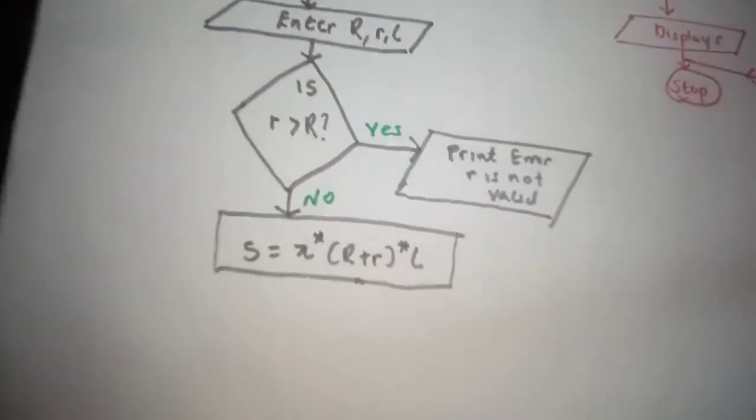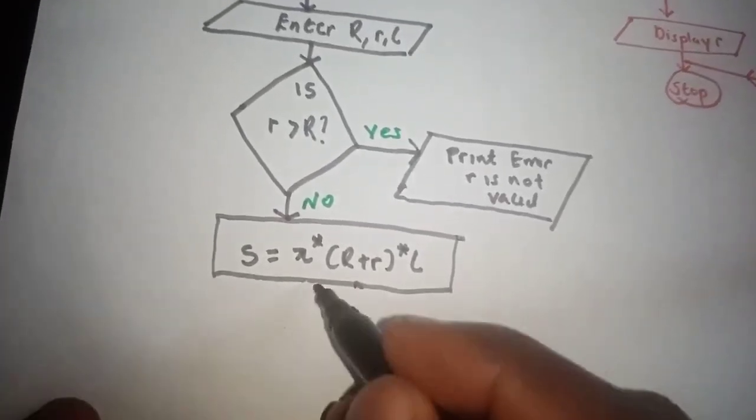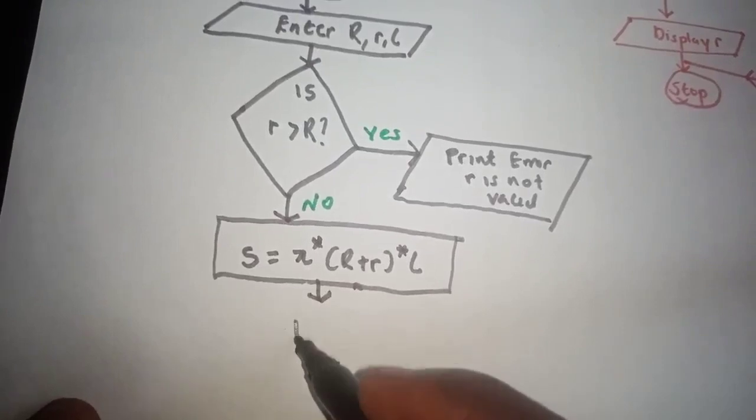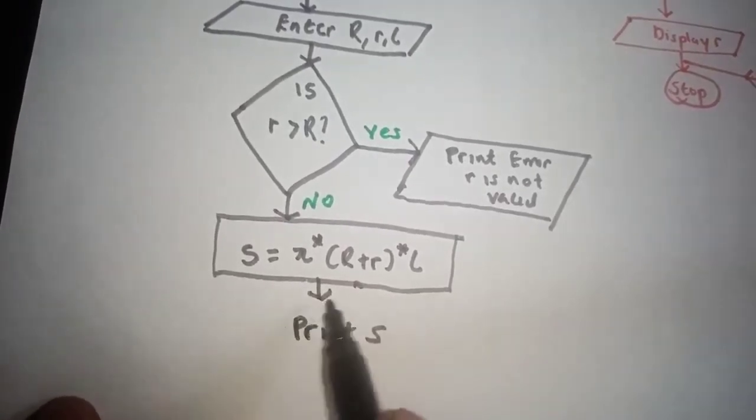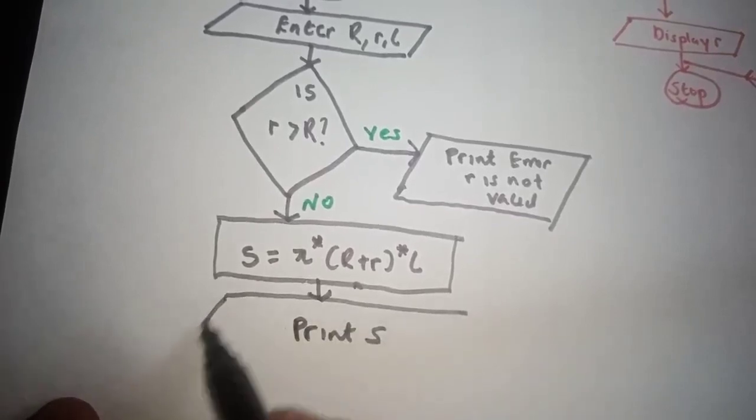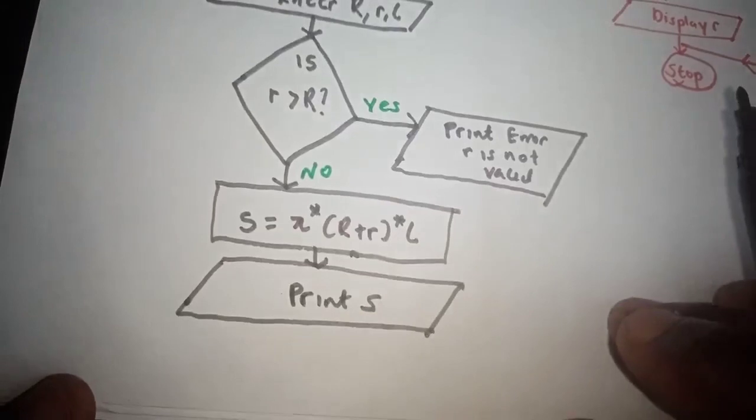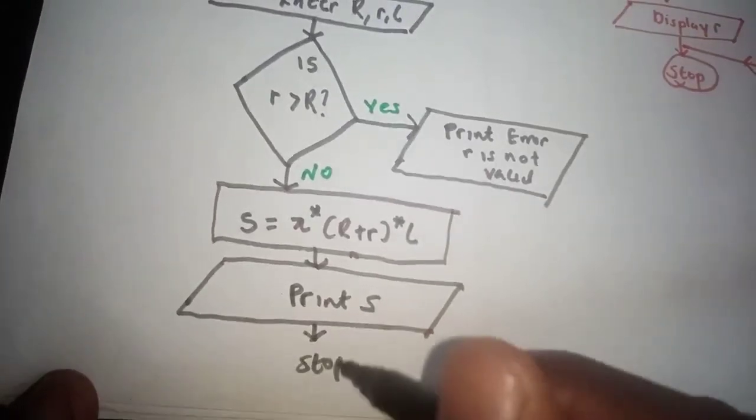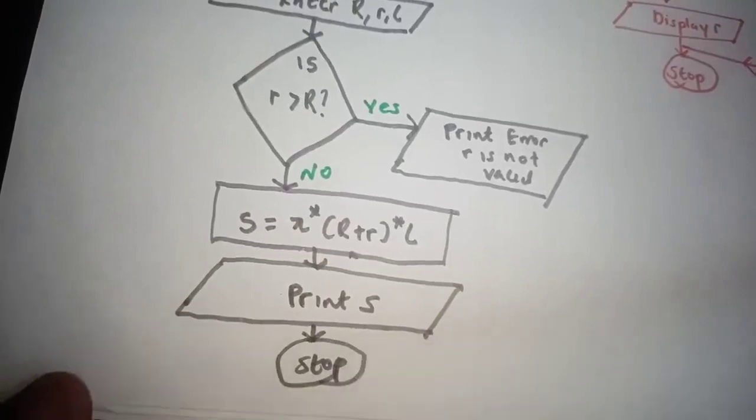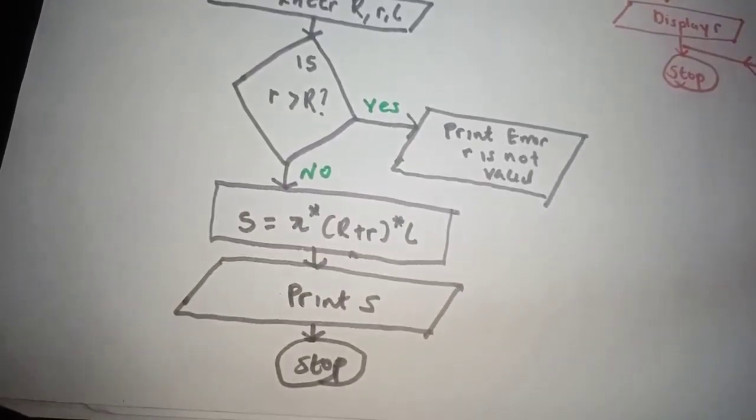Remember for print, I'm going to say print S, with the parallelogram shape again. And then stop. So that is how you answer these questions.